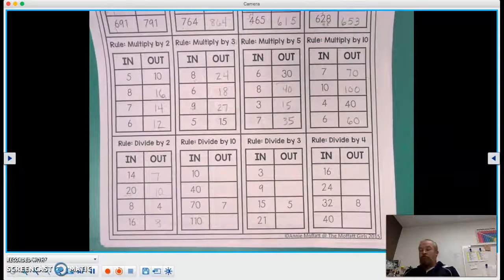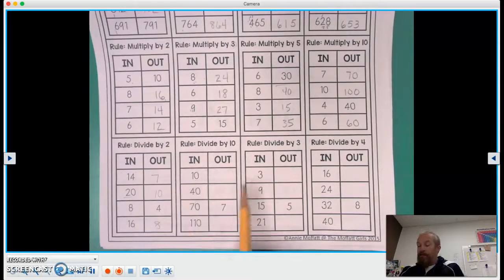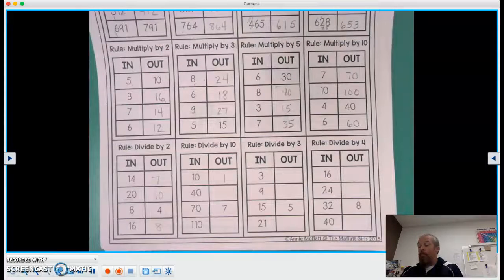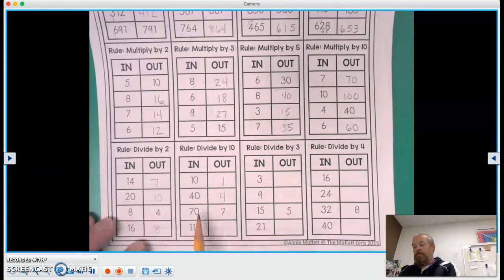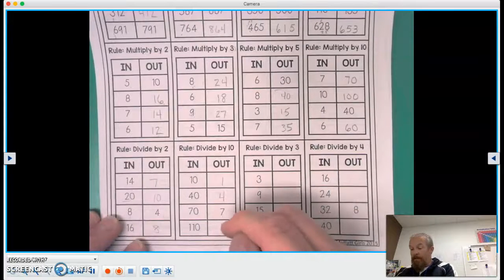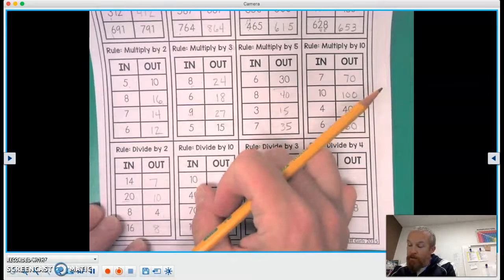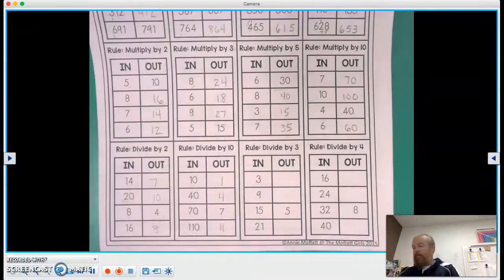Good job. Rule, divide it by 10. So take 10 into 10 equal pieces, right? It's going to be 1. 10 ones is 10. 40 into 10 equal pieces is 4. 70 is to 7. 110 is to 11. If you notice, 1, 4, 7, 11.